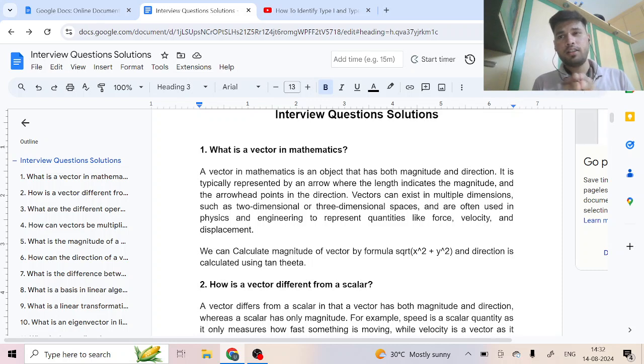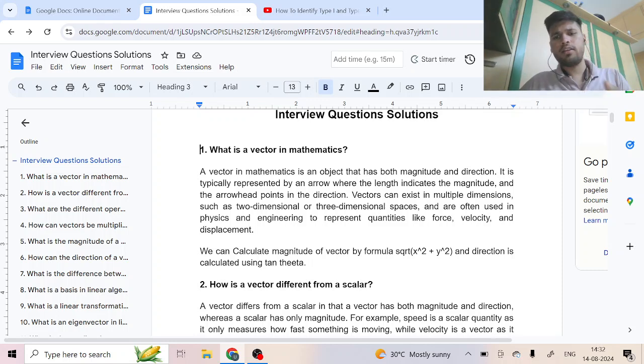When we say direction, we mean in which direction the motion is going, either positive or negative. For example, velocity. We can say the car is moving with a velocity of 20 kilometers per hour in a positive direction. But if we say the car is moving at 20 kilometers per hour in a negative direction, it means it is moving away from our motion. So that's what we call a vector in mathematics, which has both magnitude as well as direction.